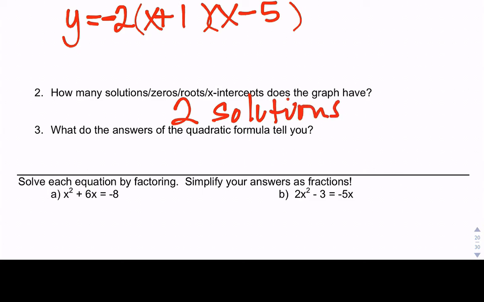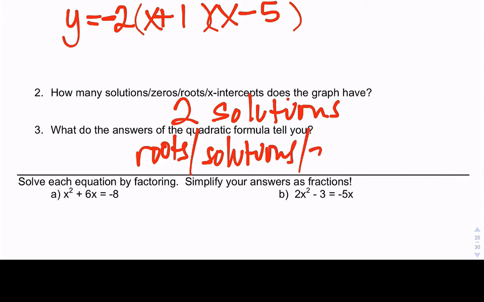And then it says, what do the answers of the quadratic formula tell you? If you were to use the quadratic formula, which we've been using the last few days, the quadratic formula gives you the zeros, the roots, and solutions. So it gives you the actual roots, the solutions, the zeros of the graph. If you remember, the discriminant tells us how many solutions there are, but when you actually use the quadratic formula, that gives you the actual answers.